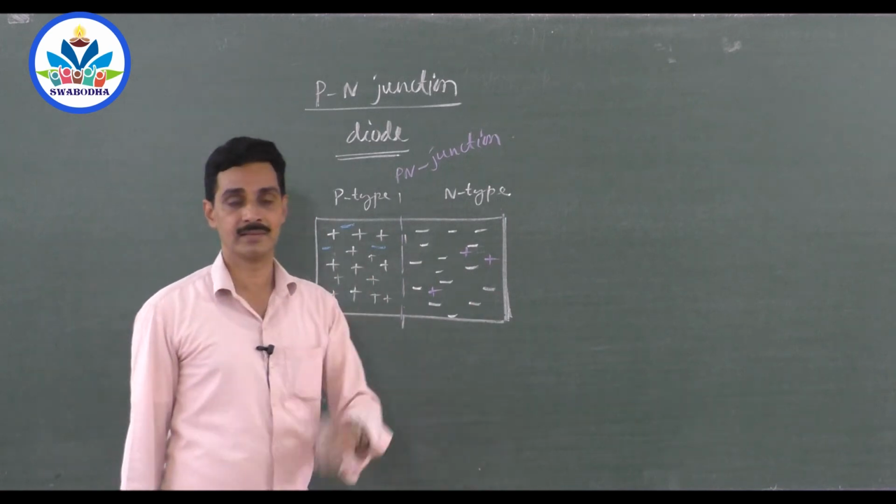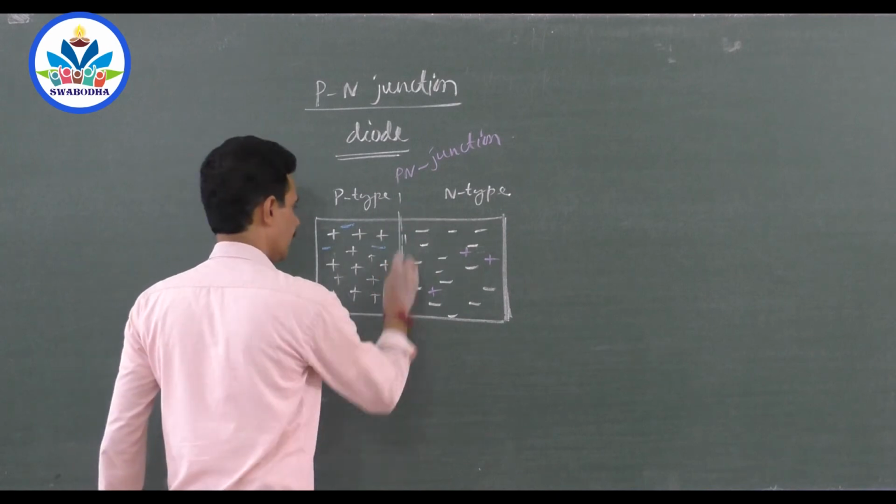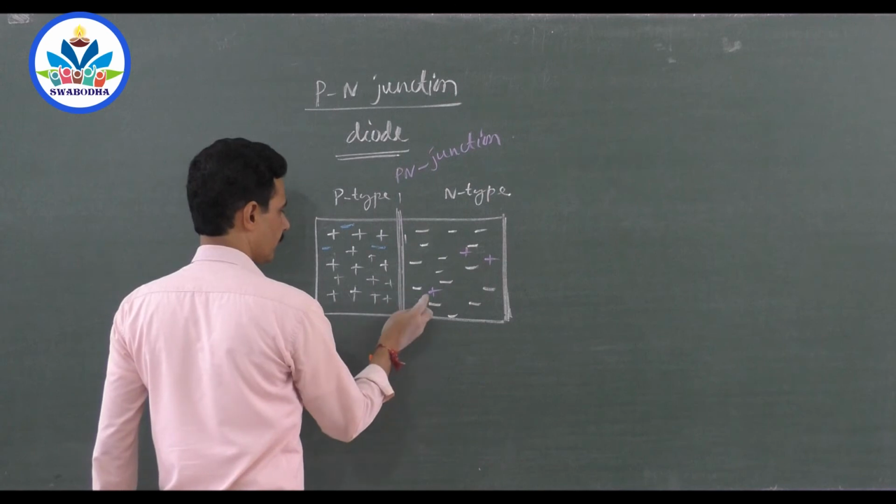Where does it start? Mainly at the junction. Here. This starts at the junction, because here it is easy to flow, right?